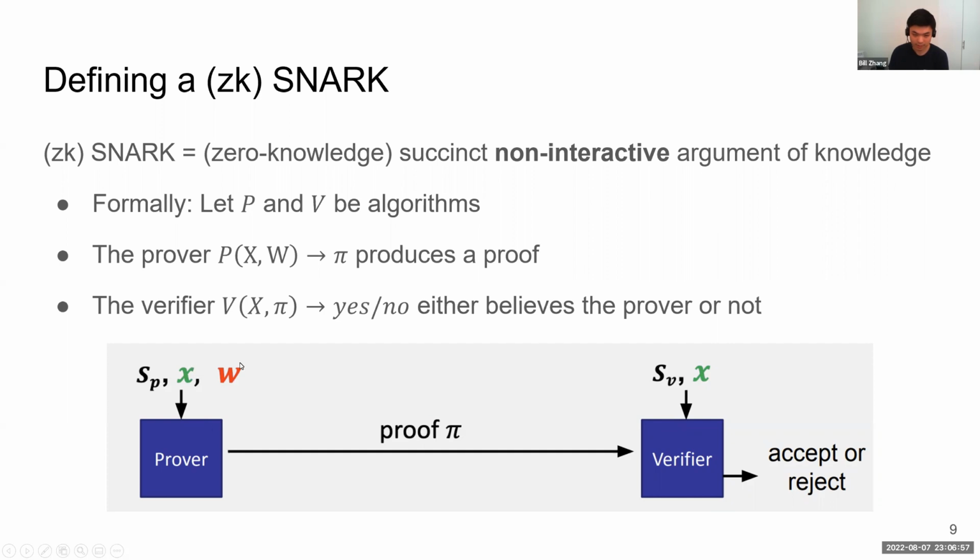The prover accepts as input X and W, and then this SP we're going to define in a second. It produces a proof that the verifier accepts as well as the X. And then this thing we'll also cover in a second. And then the verifier ultimately decides, all right, do I accept or do I reject this proof?